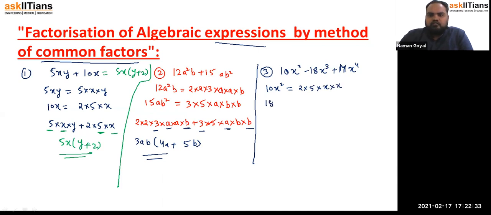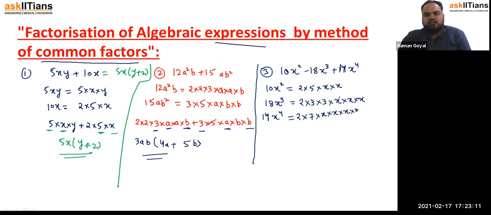Now 18x cube. 18 can be written as 2 into 3 into 3, right? x cube can be written as x into x into x. Okay, now 14x raised to power 4. 14 can be written as what? 2 into 7, right? So it will be 2 multiplied by 7, and it will be x, x, x, and x.